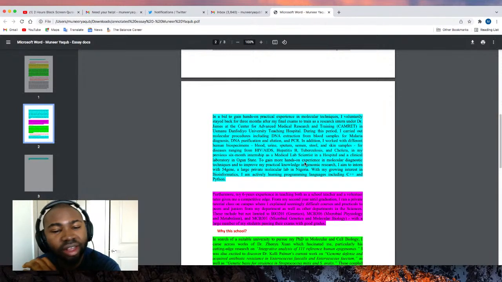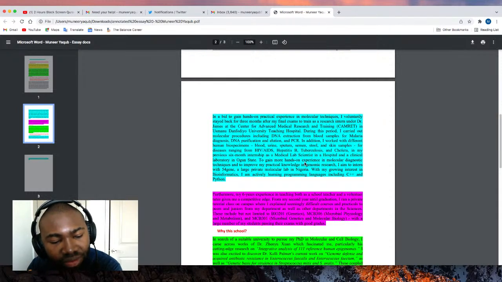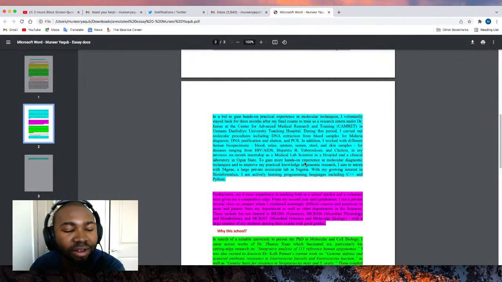So when you're writing your SOP and you find out that your experience is not that much, you can fill it in with things that you want to do, that you are planning to do, experience that you are planning to gain. That shows that even though you don't have that much experience right now, you're still planning to get those experiences, right?